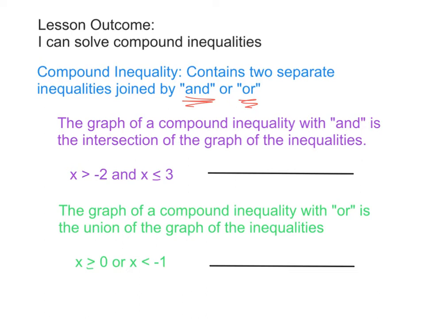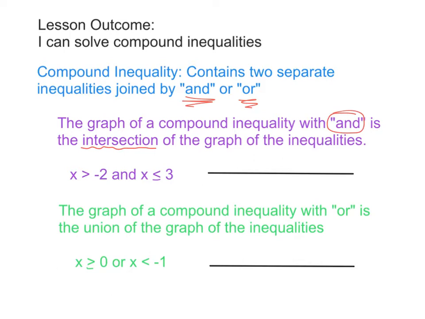First of all, in the purple writing here, you see the graph of a compound inequality with the word "and" is the intersection of the graph of the inequalities. That's the word intersection there. This is when both things would be true. So for example, x is greater than -2 and x is less than or equal to 3. Both of these inequality statements are going to be true when we look at the solution to this graph.